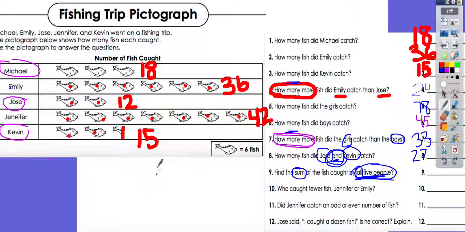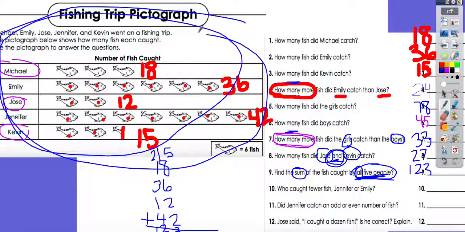All right, well, all I got to do is add them up, so I'll line them up. Remember, we're not doing anything in our head. We're doing 18 plus 36 plus 12 plus 42 plus 15. Doing nothing in my head. I'm adding it up on paper. So 8 plus 5 is 13, 14, 15, 17, 18, 19, 20, 21, 23. I got 23. Put the 3 down here. Regroup the 2. 2, 3, 4, 5, 6, 7, 8, 9, 10, 12. I got 123. So in this whole graph, all 5 people caught 123 fish.